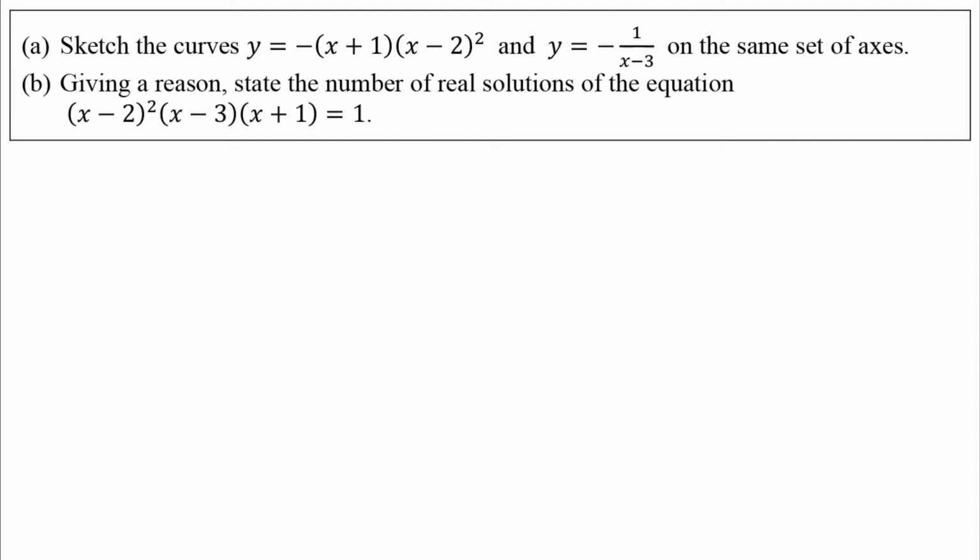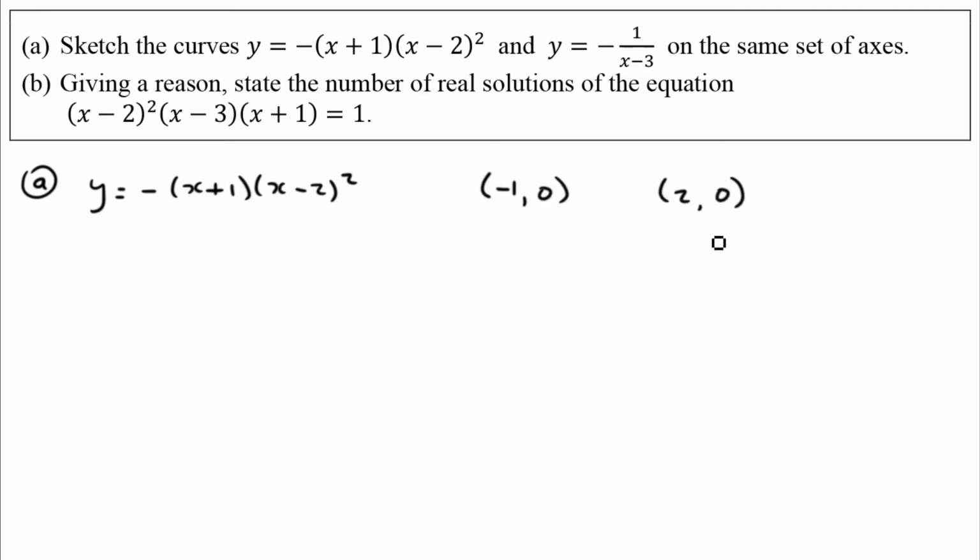In this example, the curves we have to work with are a little more challenging. Let's start off by looking at y is negative (x plus 1)(x subtract 2) squared. Well, this is a cubic equation, and it's not difficult to see that its points of intersection with the x-axis are (negative 1, 0) and (2, 0). But the (2, 0) is a repeated solution.